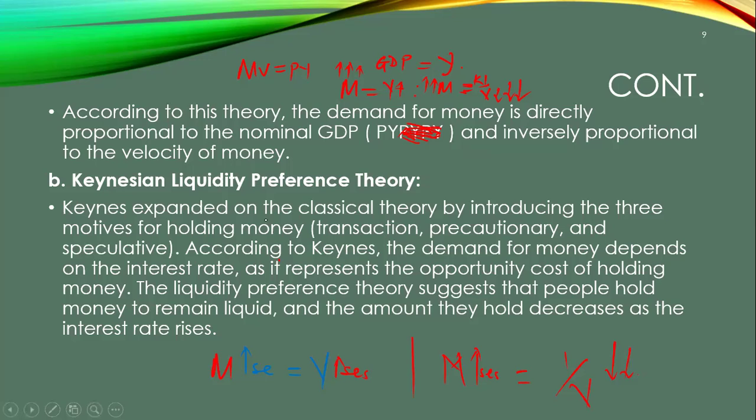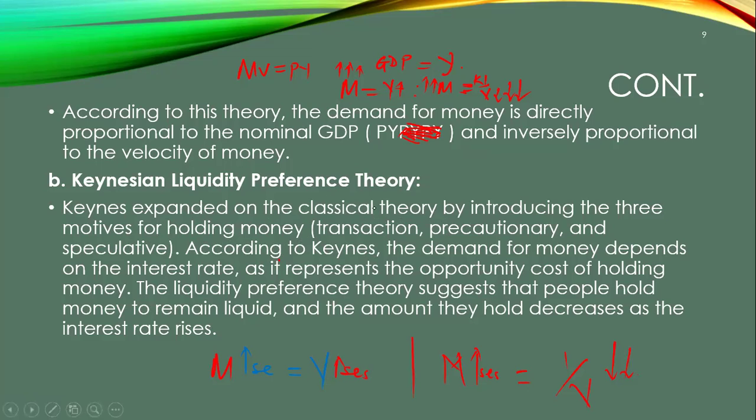Keynes expanded on the classical theory by introducing the three motives of holding money. That is the transaction, precautionary, and speculative. We have looked at this already, whereby transaction is for day-to-day activities, precautionary is to cater for unforeseen circumstances, and speculative is for future investments or expenditures that are likely to happen at a later date.